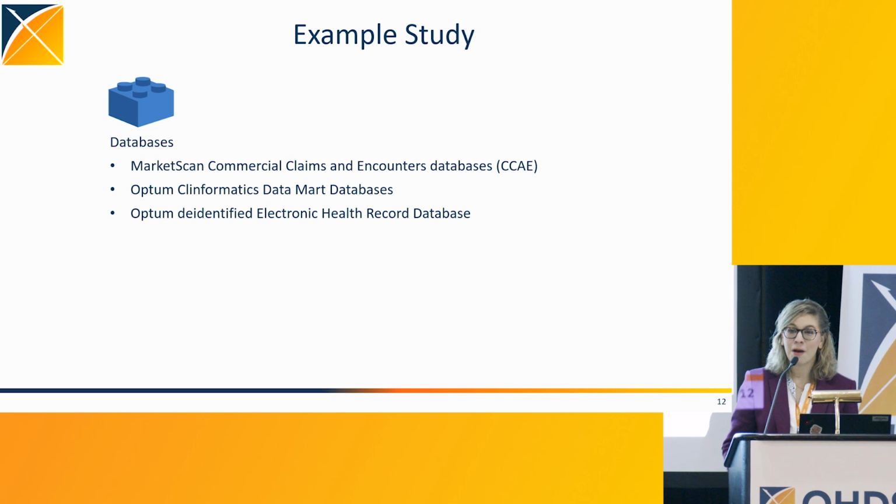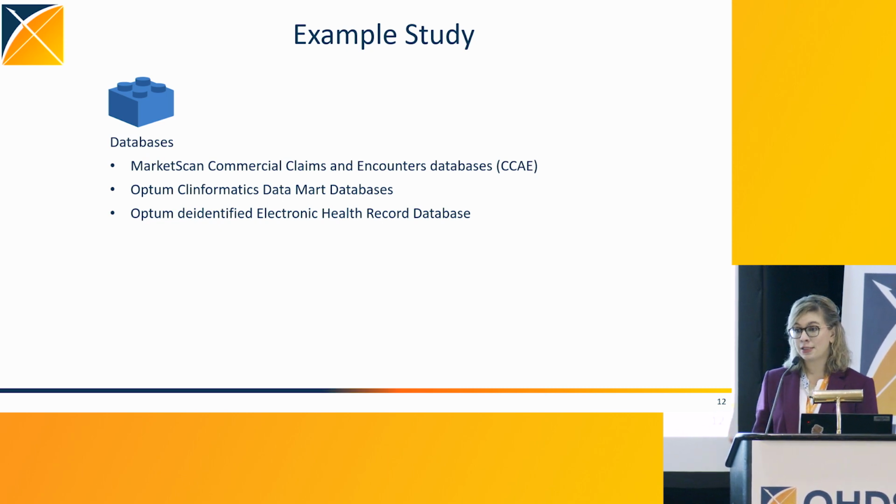Now, we talk a lot about building blocks, and if you read the paper, I'm going to just highlight some of the building blocks that went into generating the evidence. So first thing, you need data. And so in this study specifically, we used two US claims databases. That's the MarketScan Commercial Claims and the Optum Clinformatics Data Mart. We also had an electronic health record. That was the Optum de-identified electronic health record.